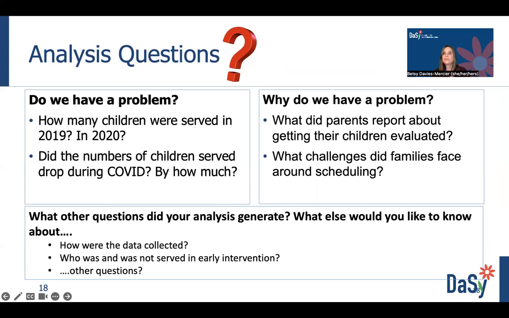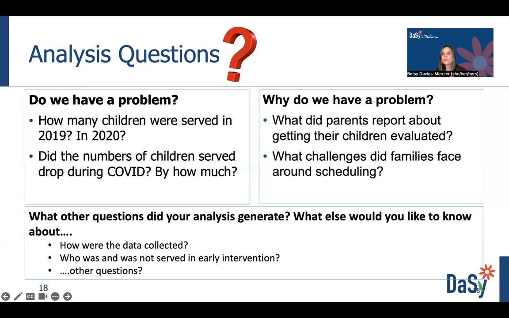This slide lists some questions you might answer using the data we just looked at, such as how many children were served in 2019 and 2020, and did the numbers of children served drop during COVID? We also learned from parents about some issues with getting children evaluated for Part C services. Often, data analysis leads to new questions that you might try to answer and give you ideas about your next steps. You might, for example, want to think more about how the data were collected and whether your data include everyone you need to hear from.